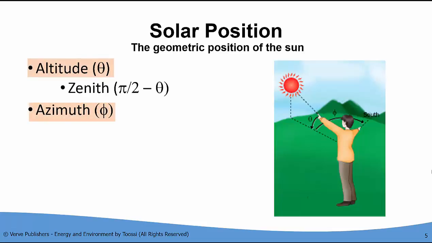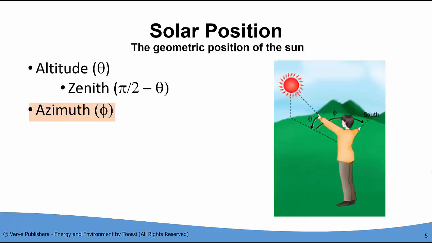If you raise your hand toward the sun, the angle that your hand makes relative to the horizontal plane is called altitude. During sunrise and sunset, the altitude is 0. At high noon, the altitude is maximum. The second angle is the azimuth. It is the angle measured relative to the north-south direction. It is zero at the north and 180 degrees at the south direction.